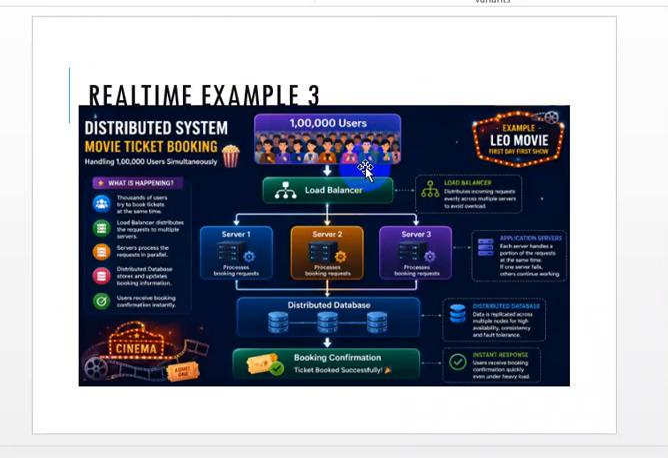This is another example, any movie or ticket booking website. For every booking website or any distributed system, we will have a load balancer, and the load balancer will distribute the processes to many servers and to a distributed database, and finally the end user will get one screen output.